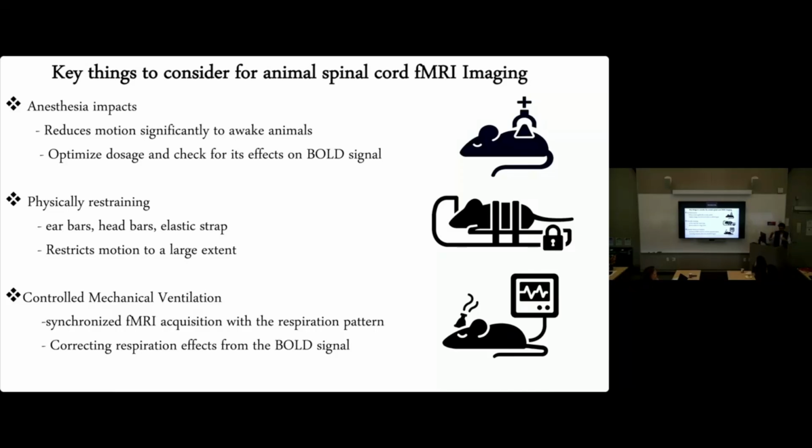Also, the important thing is that we do mechanical ventilation. So we actually synchronize the fMRI acquisition with the respiration pattern. And then correcting for these respiration effects later on becomes much easier because they are synchronized with the BOLD signal also. So these are some of the things that we can do in preclinical models that have been very helpful for us in various ways.